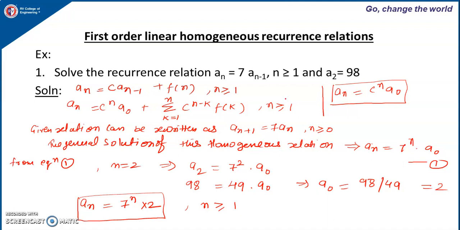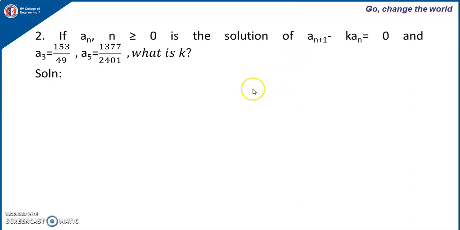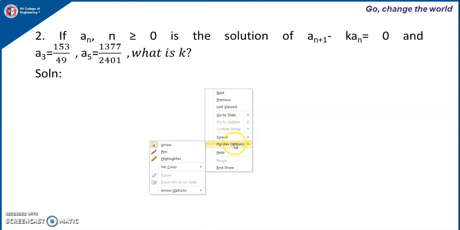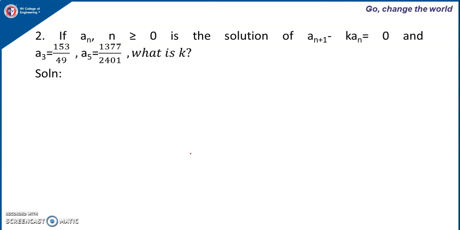Now let us take one more example. Here it is given, if an, n greater than and equal to 0, is the solution of an plus 1 minus k an is equal to 0, and a3 is equal to 153 by 49, and a5 is equal to 1377 by 2401. What is the value of k? So I can rewrite the given equation as an plus 1 is equal to k an.